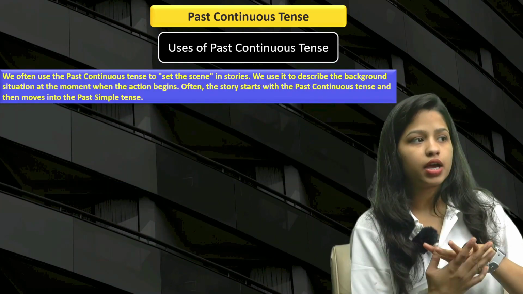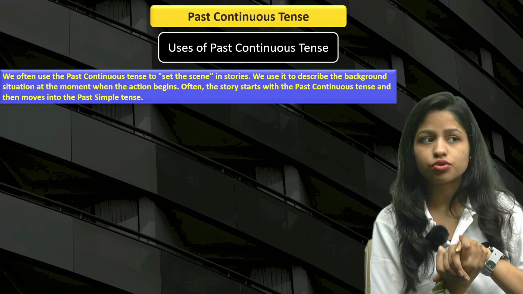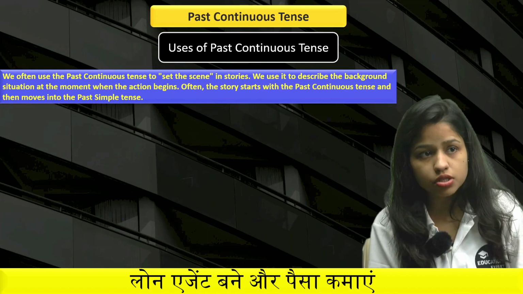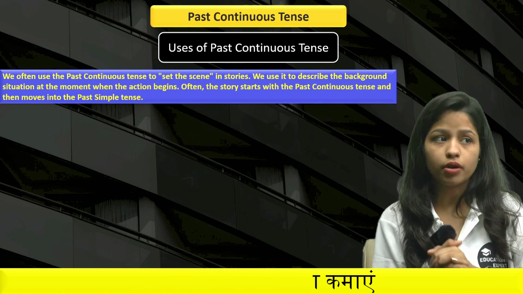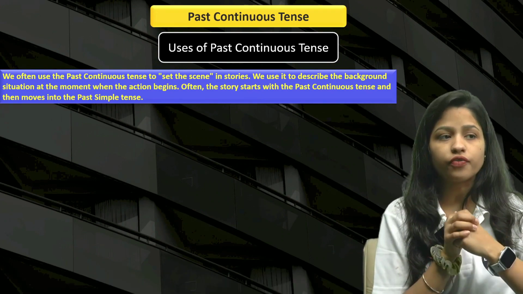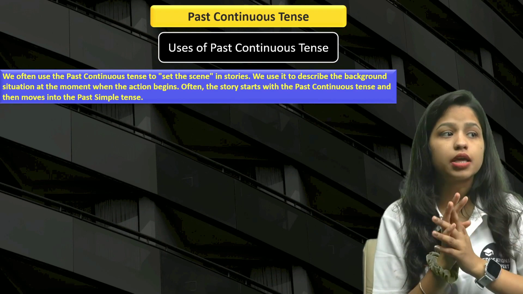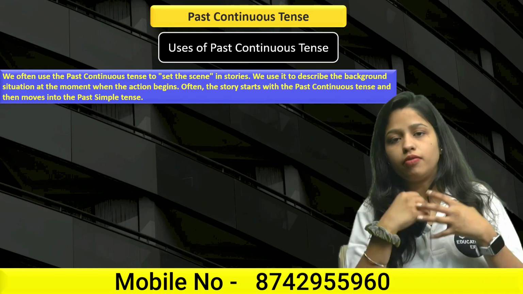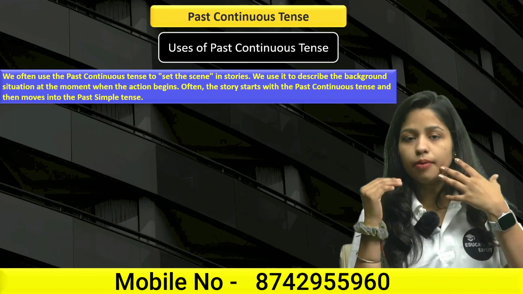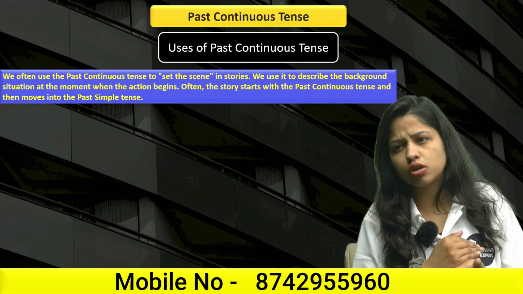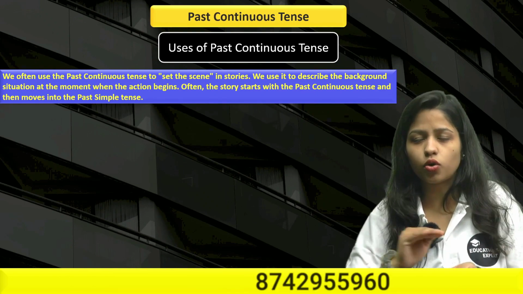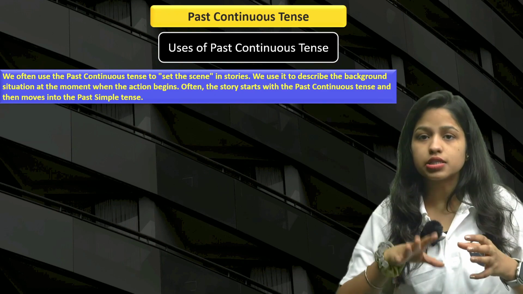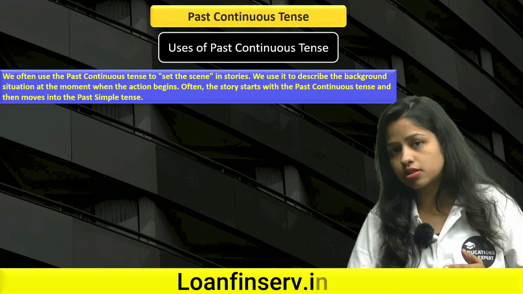All right, now next up we have is, we often use the past continuous tense to set the scene. Yes, to set the scene in stories. We use it to describe the background situation at the moment when the action begins. Often the story starts with past continuous and then moves to the past simple tense. Yes, if you notice, when we make stories or listen to stories, most of the time we start, whether writing or telling each other, with past continuous tense, and after that we shift to past simple tense.